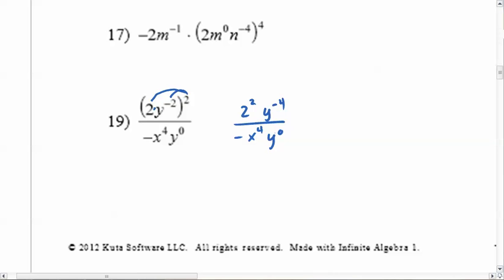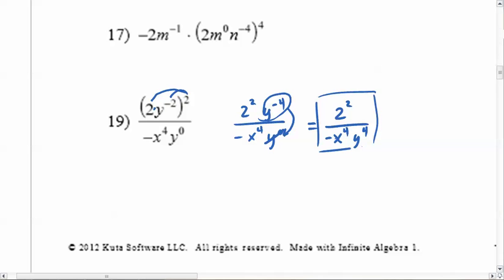Now y to the 0 is 1, so we'll take away that. This y to the negative 4th needs to move down to the bottom because we can't have a negative exponent. So let's leave the 2 squared on the top. We leave the negative x to the 4th on the bottom, and then we move the y to the 4th to the bottom. Now, this is not a negative exponent right here, therefore it doesn't move. You only move it if it's a negative exponent. So this right here is perfectly appropriate. You're also welcome to rewrite it as negative 2 squared over x to the 4th, y to the 4th if you want. Either way, positive divided by a negative will end up being negative. So just like that is fine, or you can leave it this way.